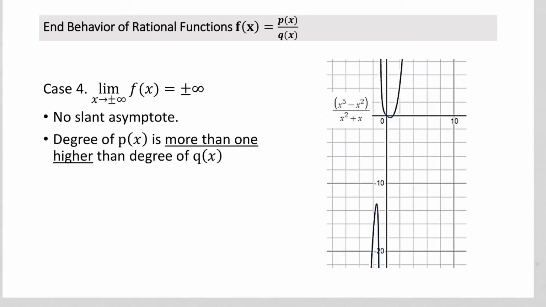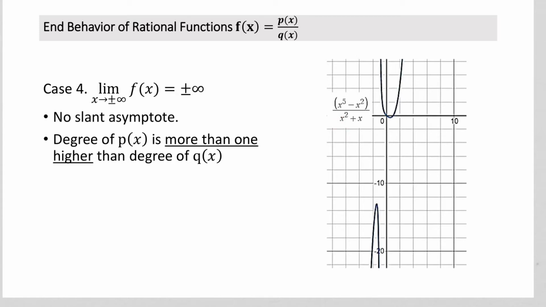And the next case is also positive or negative infinity. The limit as you approach either positive or negative infinity is either positive or negative infinity. This is the case where you have no slant asymptote. The degree of the numerator is more than 1 higher than the degree of the denominator. Notice in this example, I've got degree 5 over degree 2, so the degree of the numerator is 2 more than the degree of the denominator.